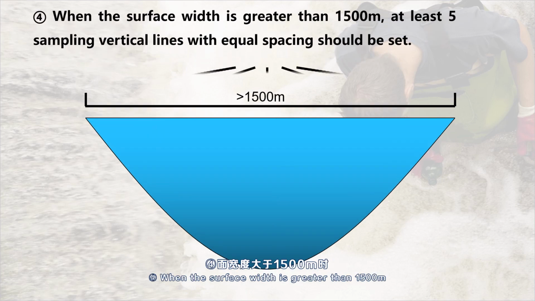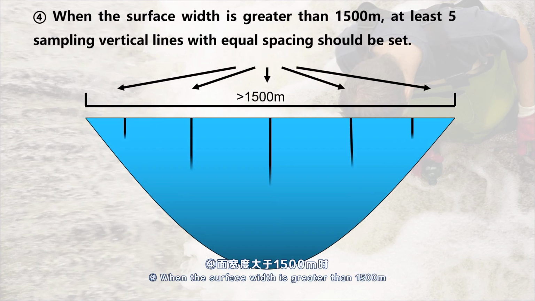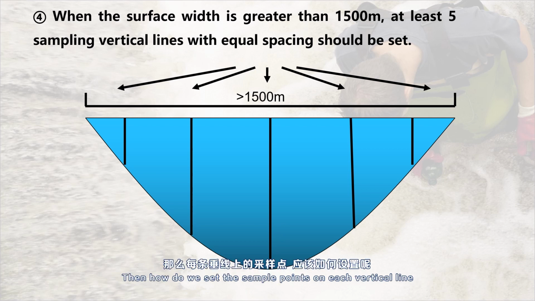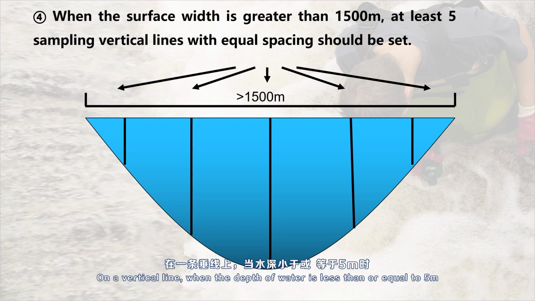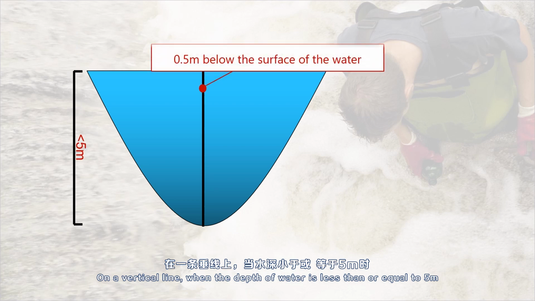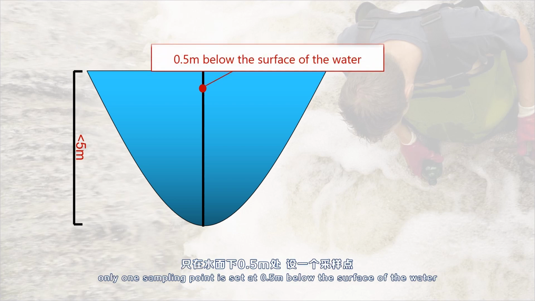4. When the surface width is greater than 1500 meters, at least 5 vertical sampling lines with equal spacing should be set. Then, how do we set the sampling points on each vertical line? On a vertical line, when the depth of water is less than or equal to 5 meters, only one sampling point is set at 0.5 meter below the surface of the water.